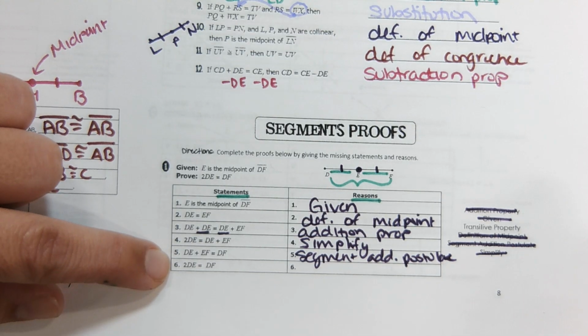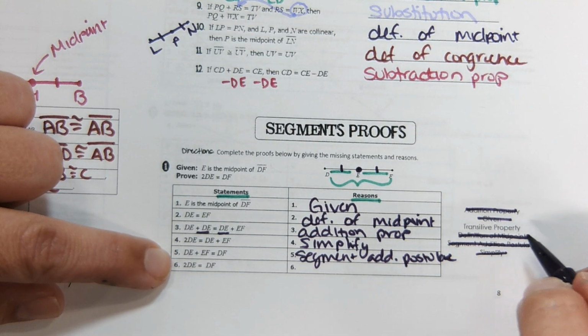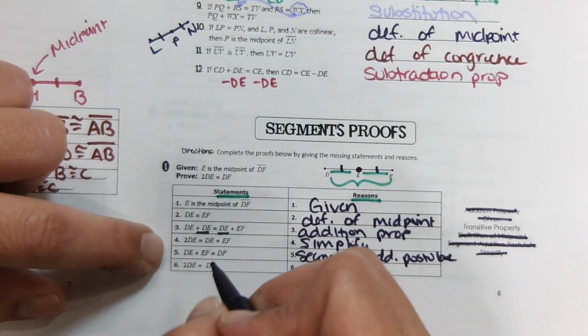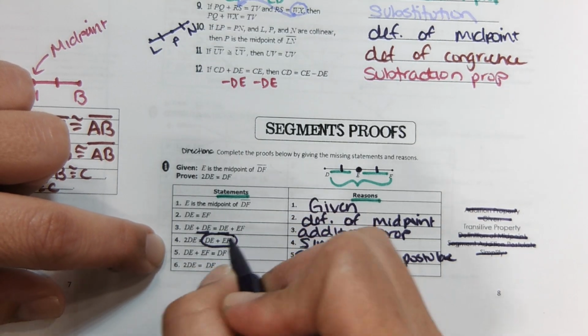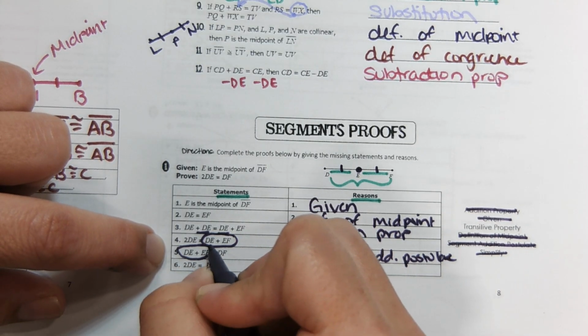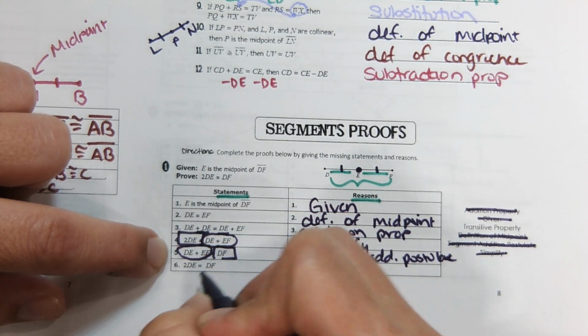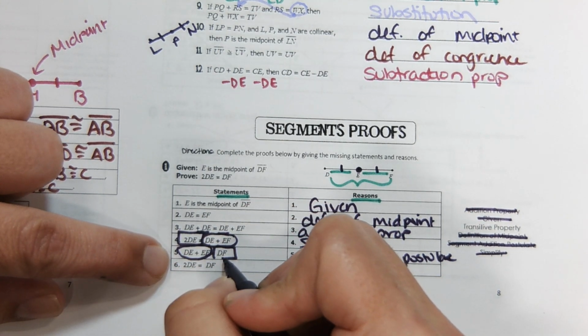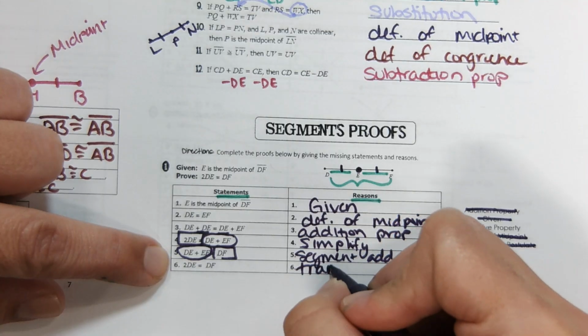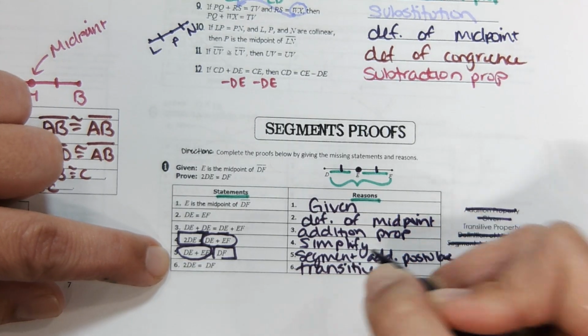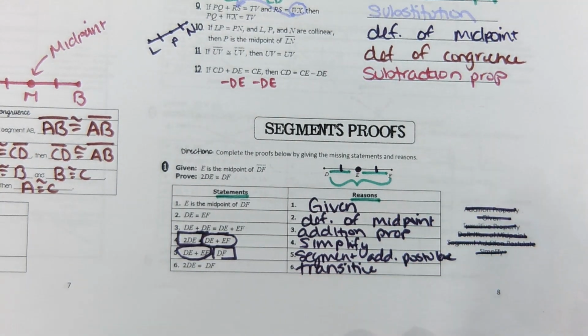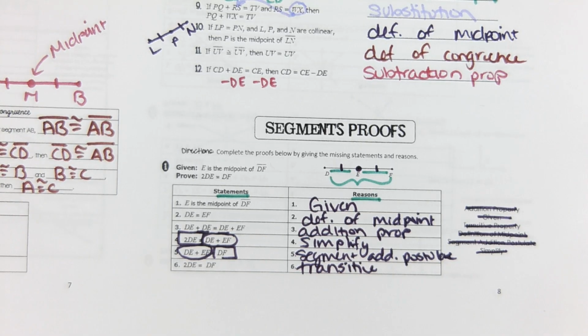And then the last step is this. I only have one thing left, but I want to make sense of it. This here, DE plus EF, matches DE plus EF. So then I can put this equal to this, which is exactly what they did. They put 2DE equal to DF. So that would be transitive. Okay, then flip to the next page, and we'll just keep practicing.